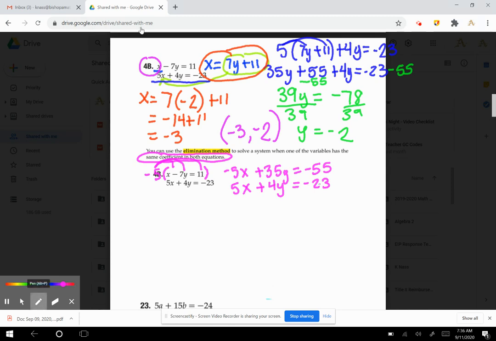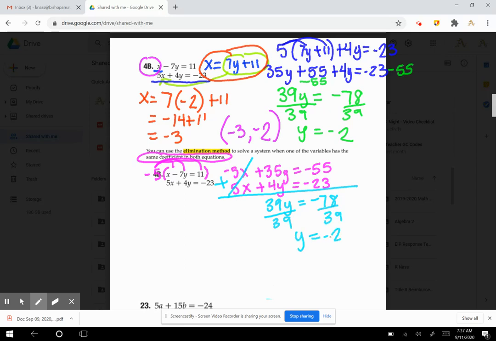Now we're going to treat this like an old-fashioned addition problem. Remember when we would add like this and we would add down? So if we add down, the x's cancel out, which is what must happen. We're left with 39y is equal to negative 78. And then when you divide by 39, y is equal to negative 2. And look how easy that is. We're done with more than half the problem.